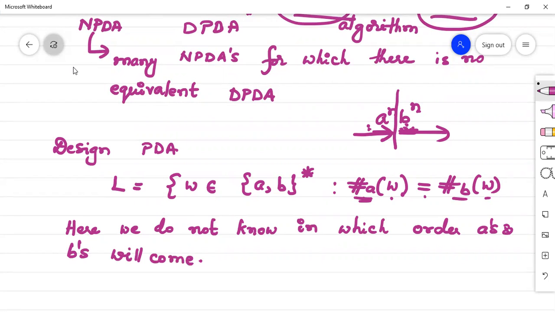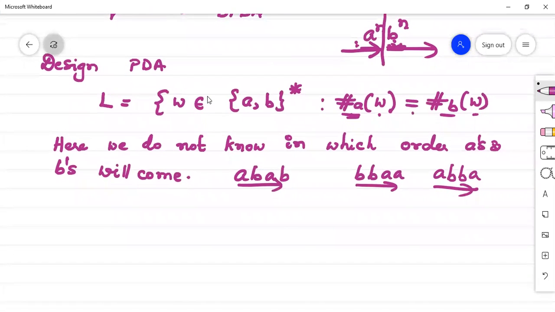Okay. So one example is this. This is also okay. BBAA is also okay, equal number of A's and B's. ABBA is also equal number of A's and B's. Correct? So there are so many combinations like this. There is no one rule that you can see and say, okay, I can do this. I can push all this and I can pop all this. Right?